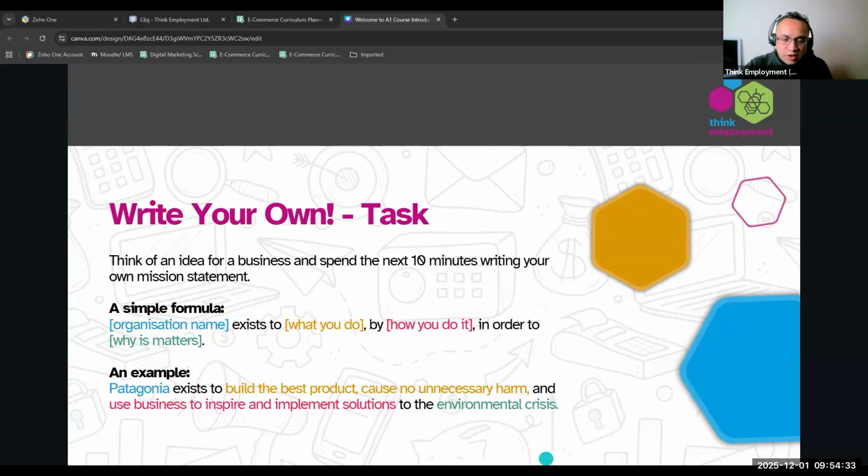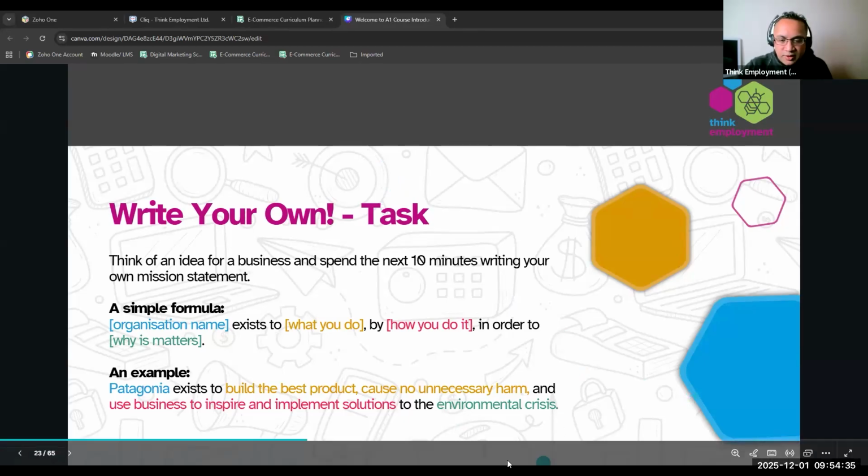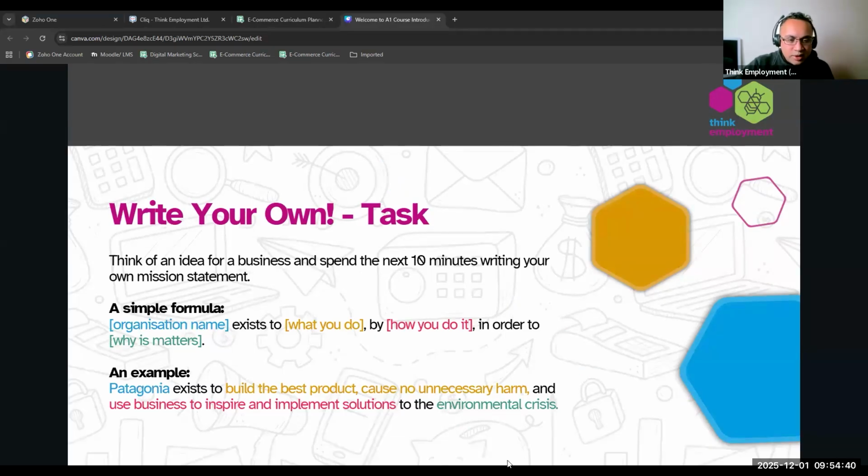Okay, so you've got this Zoom chat, okay? I don't know if you've ever used the Zoom chat, but if you look at the bottom, you've got some icons, okay? Mine may look different to yours, but you should have a chat there. So I'm going to say hi in the chat so you can see me. Okay, so my name has come up as Think Employment. So it's TE there. I've just said hi. So in that chat, I would like you to put your mission statement after you've created it.